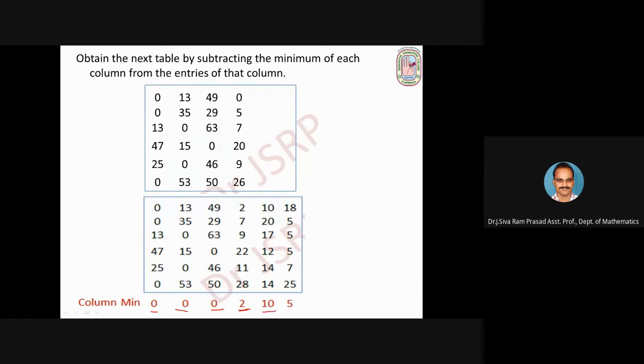Next, subtract 10 from fifth column. So first place, 10 minus 10, 0. 20 minus 10, 10. 17 minus 10, 7. Fill the other places. From the last column, subtract 5. So first place, 18 minus 5, 13. 5 minus 5, 0. 5 minus 5, 0. In the other places.